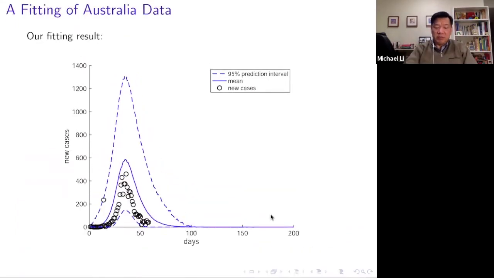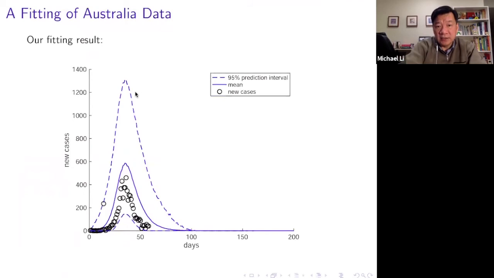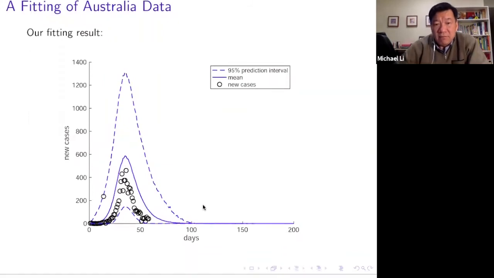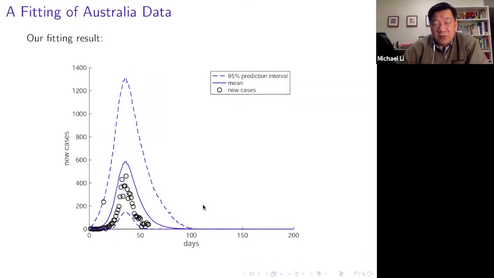It's still a pretty wide interval. That's probably not avoidable because it is a simple model. But our mean tracks this case data quite well. The difference is very small here. So I thought, well, this is great.